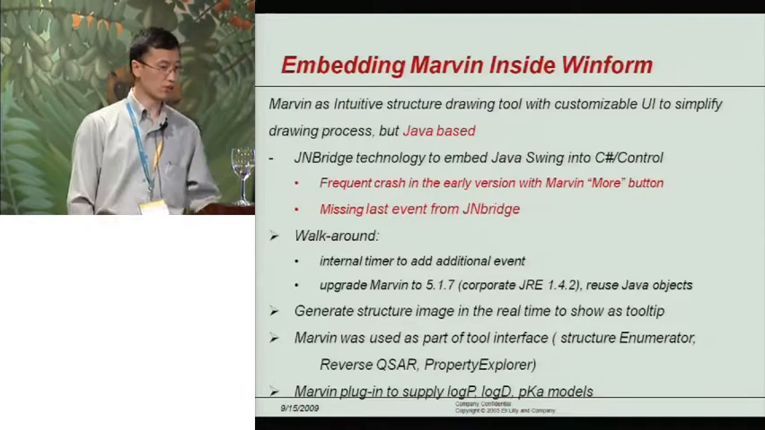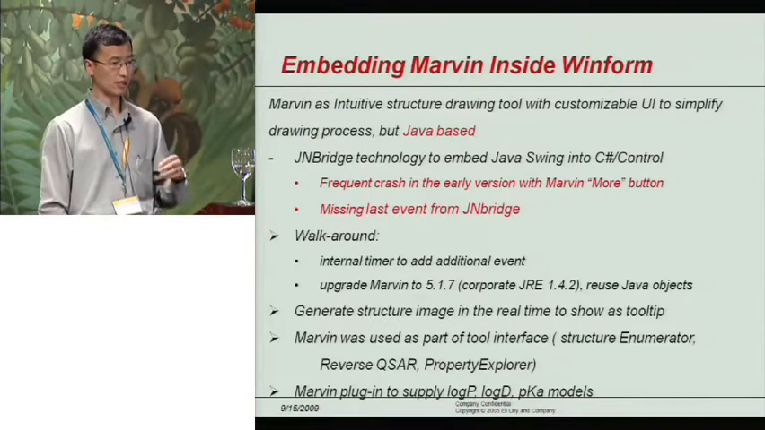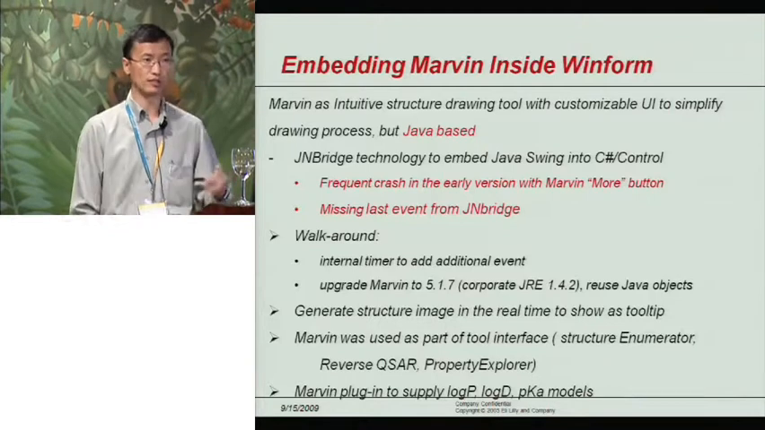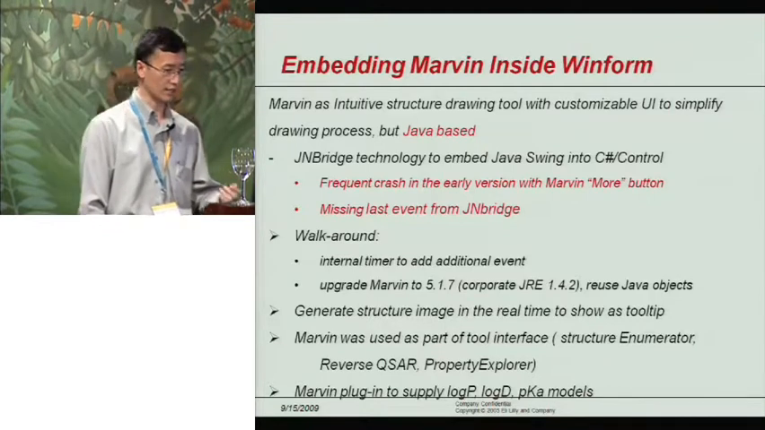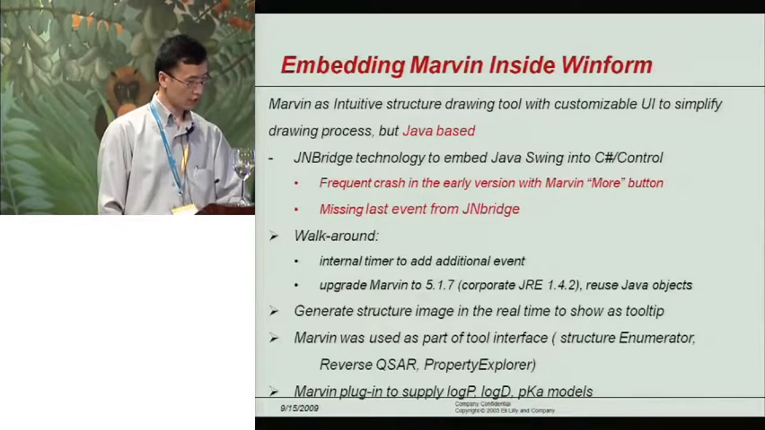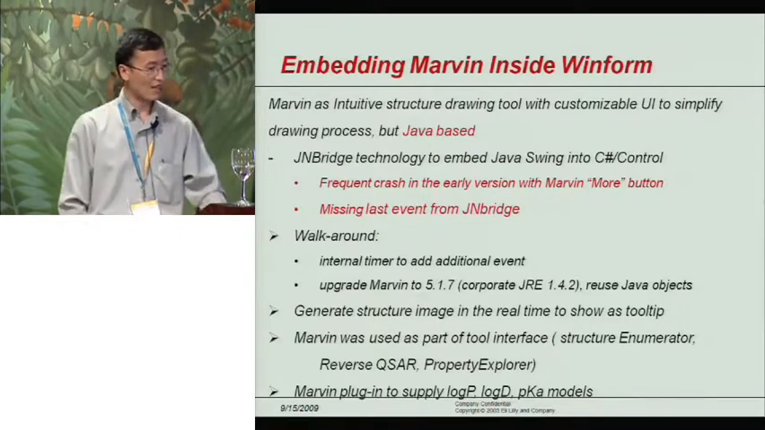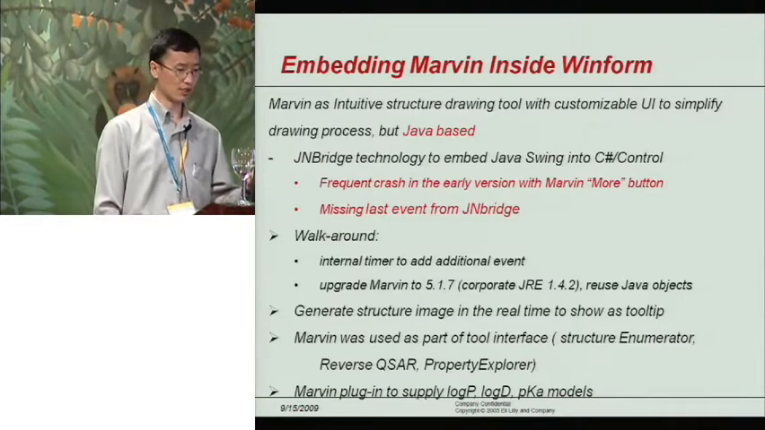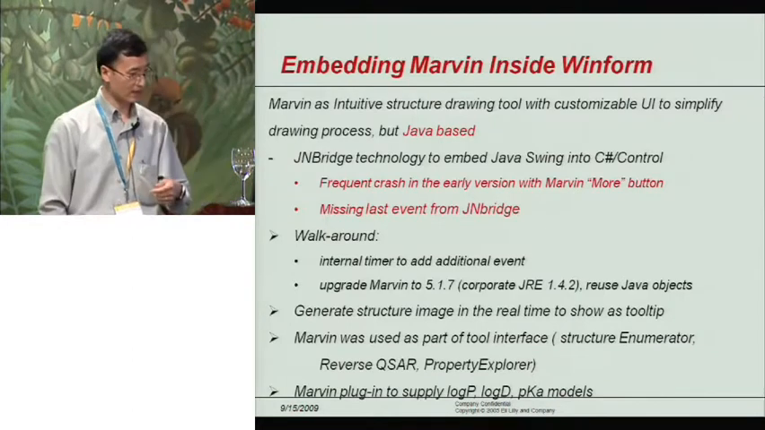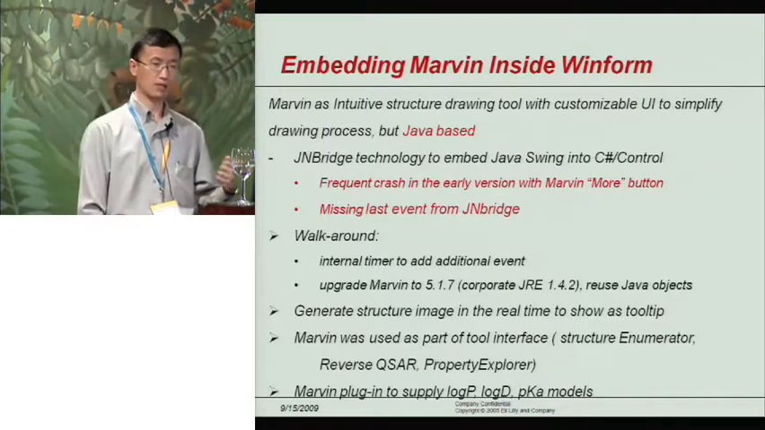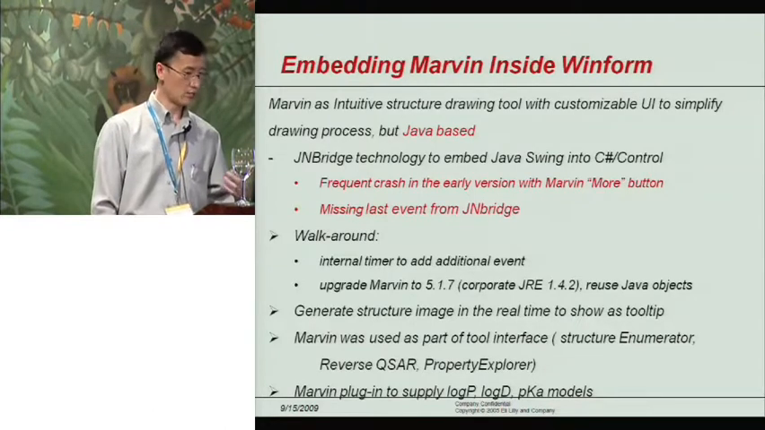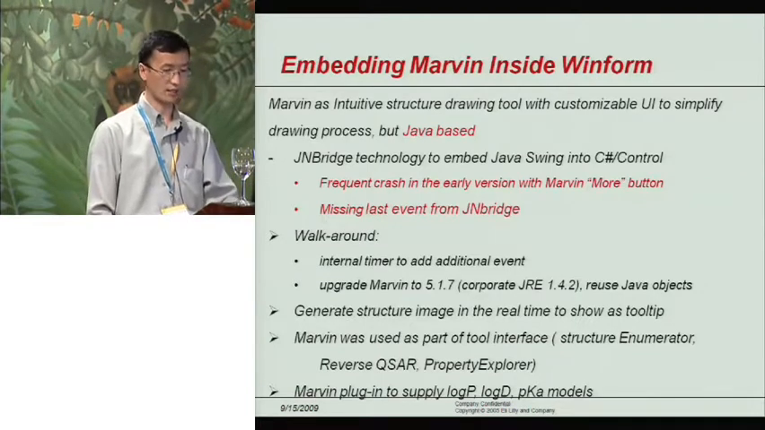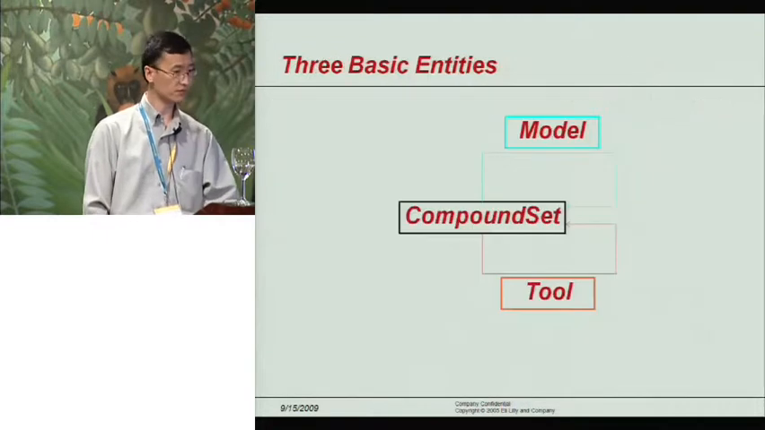And also we use Marvin to generate a structure which serves as a tooltip. So whenever the user moves their mouse around, that structure will be generated on the fly. And actually, that one is quite good. Also, Marvin Sketch was used as a part of tool interfaces. We have several tools like Structure Examiner, which will be discussed later. We have a Reverse Cursor and Property Explorer tools, which all use Marvin Sketch as a part of the interface. So finally, Marvin plugin actually supplies several models like log-P, log-D, and PK models.